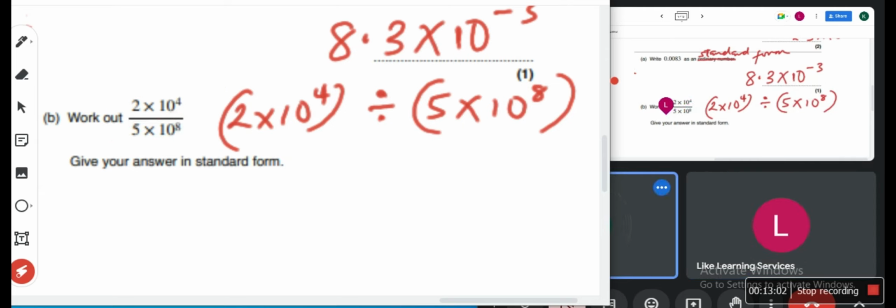Subtract them. So 4 minus 8 gives what? Says who? Subtract. First minus second. The one at the top minus the one down. 4 minus 8 gives what? 2.5 times 10 raised to power minus 4. Okay, because 4 minus 8 is minus 4.